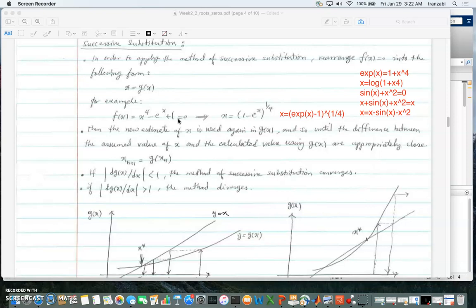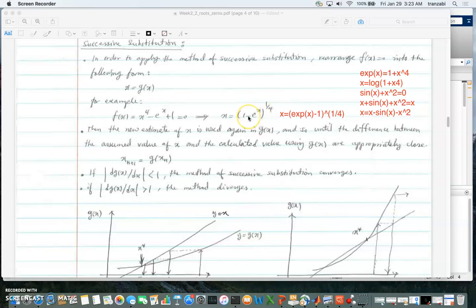To follow this method, we need to split the function and write it in the form of x equals some other function, call it g of x. For example, in this case, I can have x to the fourth power on the left side and move exponential and 1 to the right side, and then take the fourth root of both sides. Then I can have x equal 1 minus exponential of x raised to the 1/4 power. Okay, so this is one way to do it.